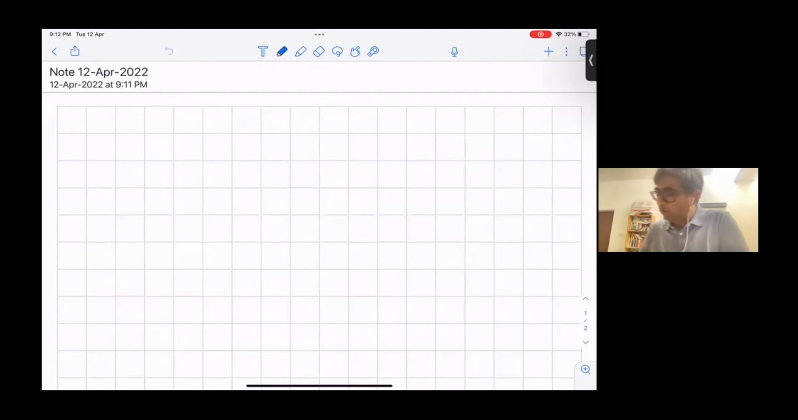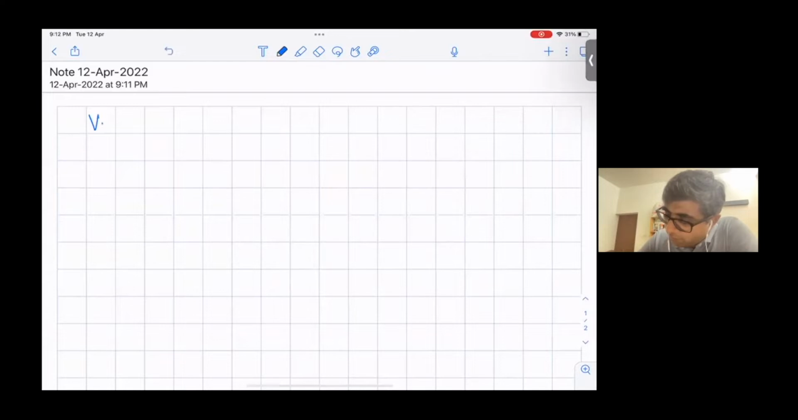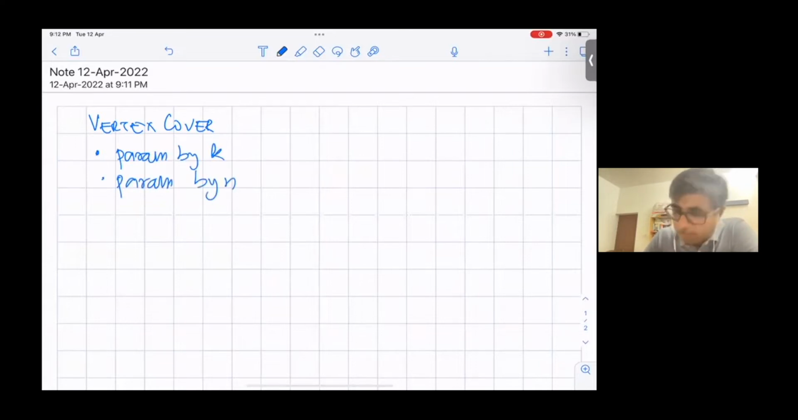So last time we started to look at different kinds of parameters. Up until now in this course, we have always talked about algorithms for vertex cover. The algorithms which we have seen up until now were parameterized by K, or parameterized by N, where K is the solution size and N is the number of vertices in the graph.